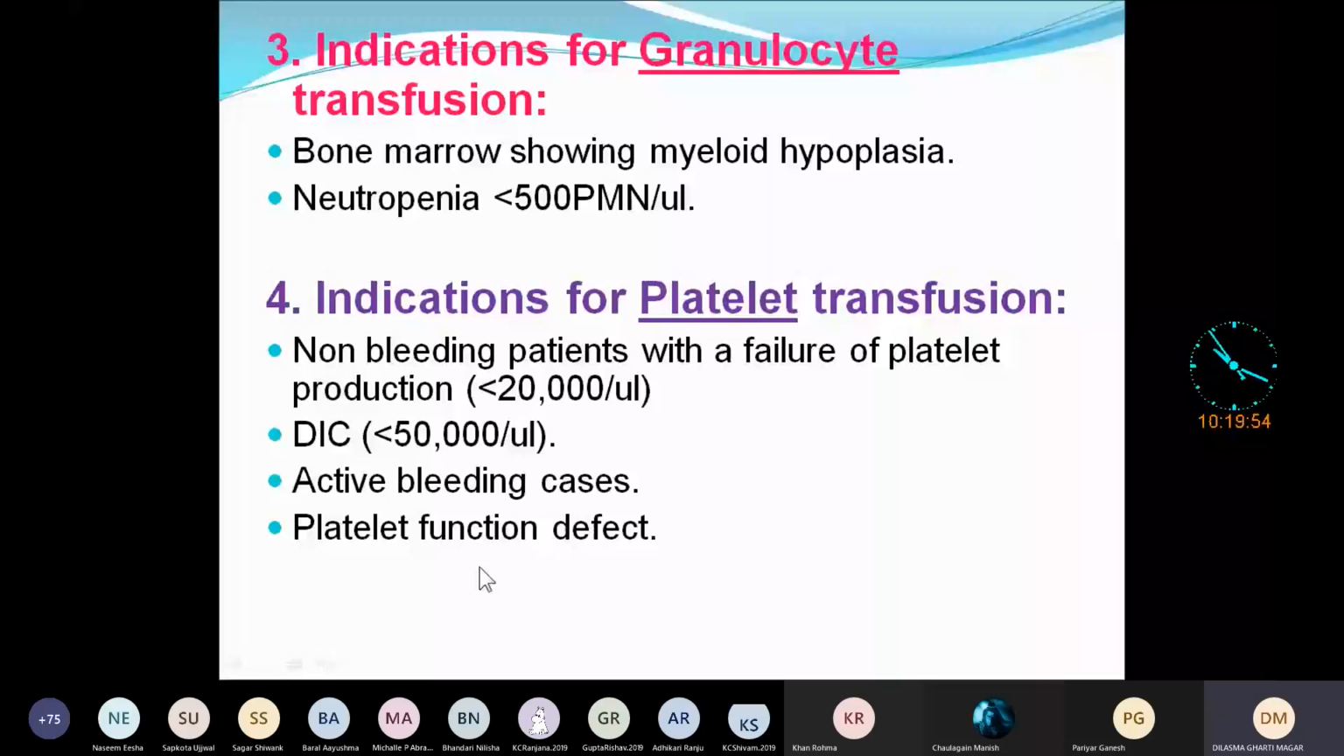Understood here? So granulocyte, in case of the myeloid hypoplasia, whenever neutropenia is there, neutropenia means less than 500 neutrophils per microliter. Platelet transfusion can be given if a patient is not bleeding but still in his blood the platelet is less than 20,000. And in case of the DIC, disseminated intravascular coagulation, less than 50,000. And also in case of the active bleeding cases and platelet function defect. Here the platelets are normal. The count may be 1,40,000 or it may be 2,50,000, but still the platelets will not function. So that time also we can give the platelet transfusion.